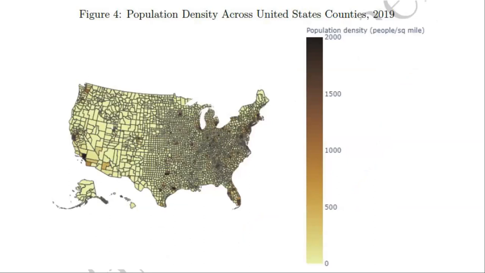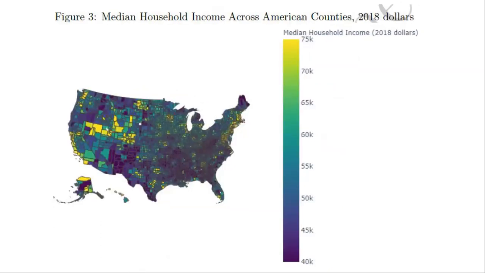So here's population density across the United States, county by county. If you look at this, it's not so surprising. You can see huge density in the Northeast, parts of the Midwest. Most of the West is very empty until you get to the West Coast again. All right, median household income. Does this look reasonable?